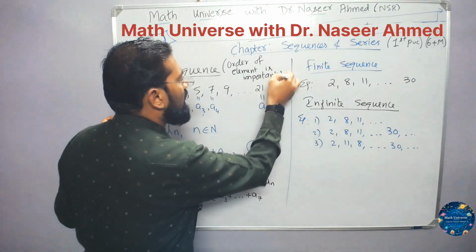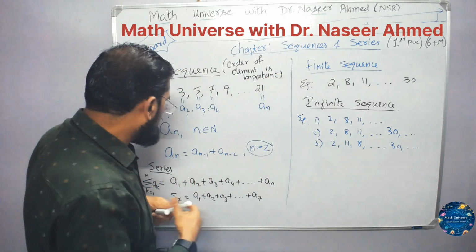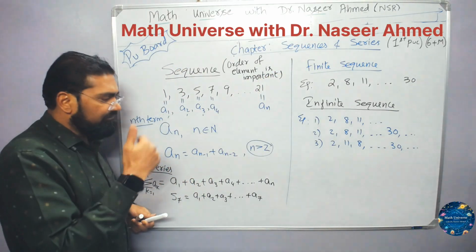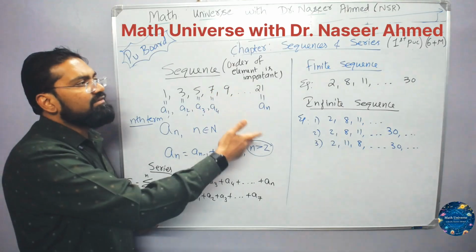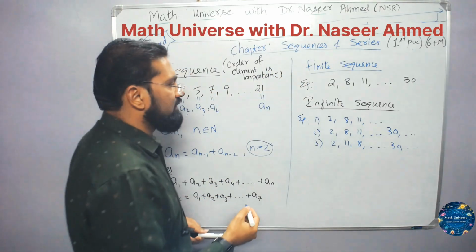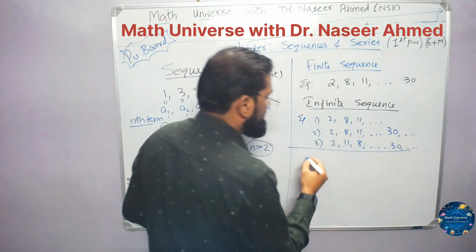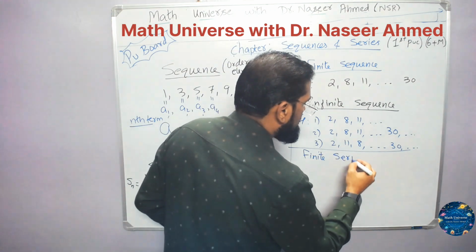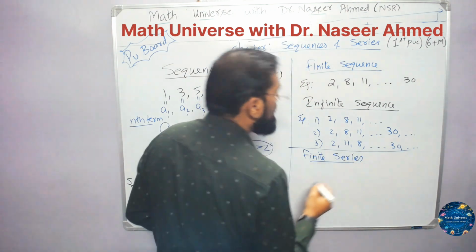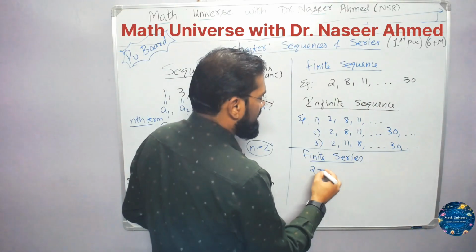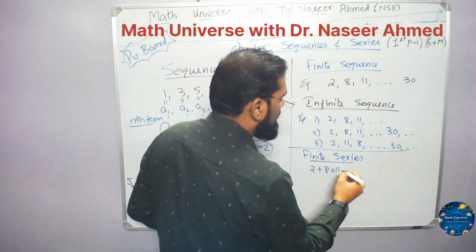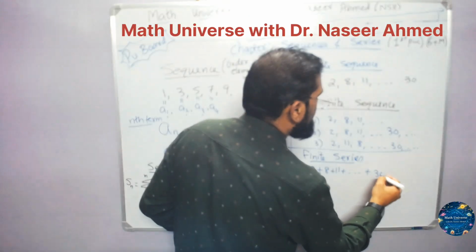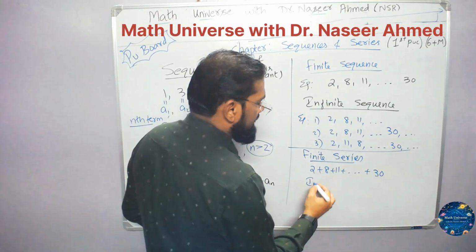Okay. Now similarly, coming to series, we have got finite and infinite series, depending on whether we have a finite number of elements or infinite number of elements. So coming to series, finite series. See carefully. So the same, I just write 2, then plus 8, plus 11, then moves on, last number is 30. Again, coming to infinite series.